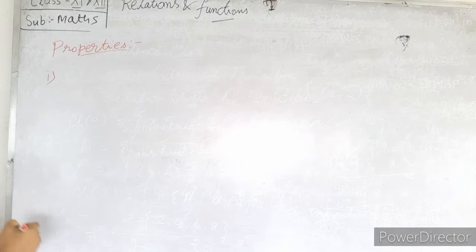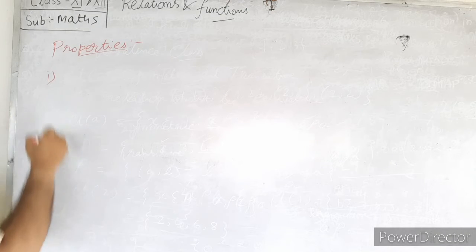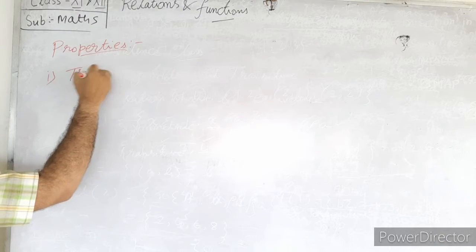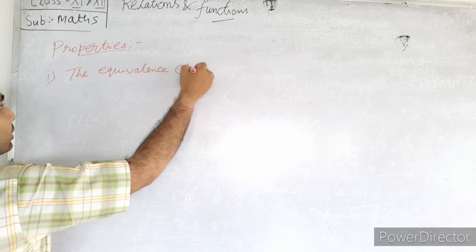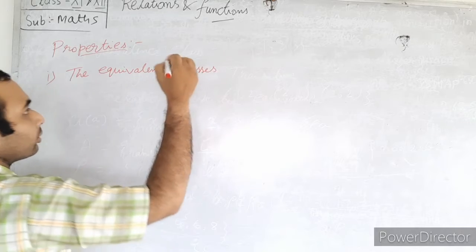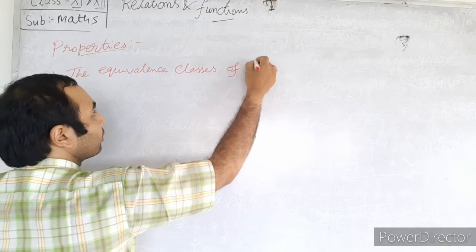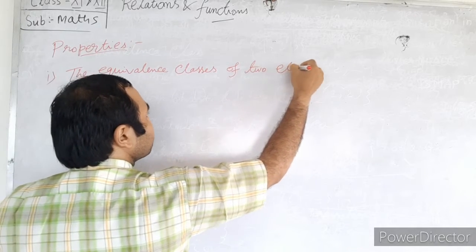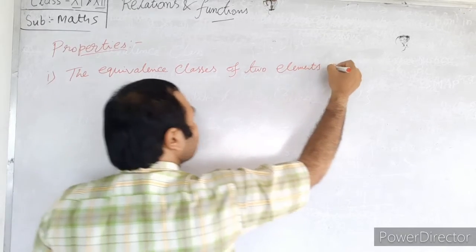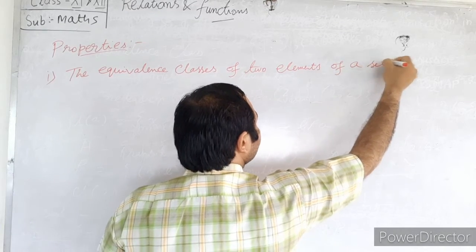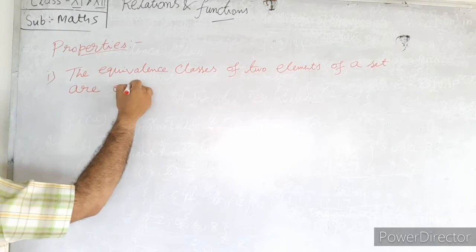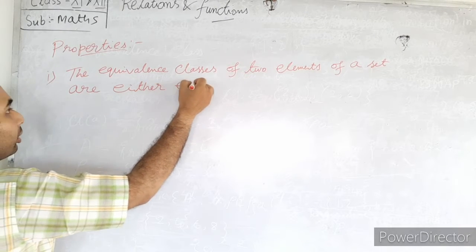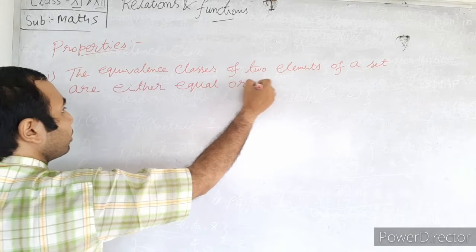Number one, the equivalence classes of two elements of a set are either equal or disjoint.